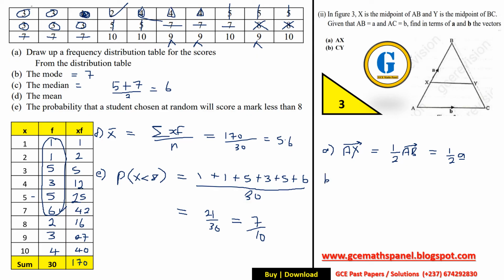Then now B, we have to look for CY. The vector CY. And how do we get the vector CY? From C to Y is a half of CB, because I move from C to Y. And this will be equal to a half into, let's move from C to B. C to B is negative small vector a, plus vector b. So this is all about this question, as simple as it is, because from C to B is b minus a.